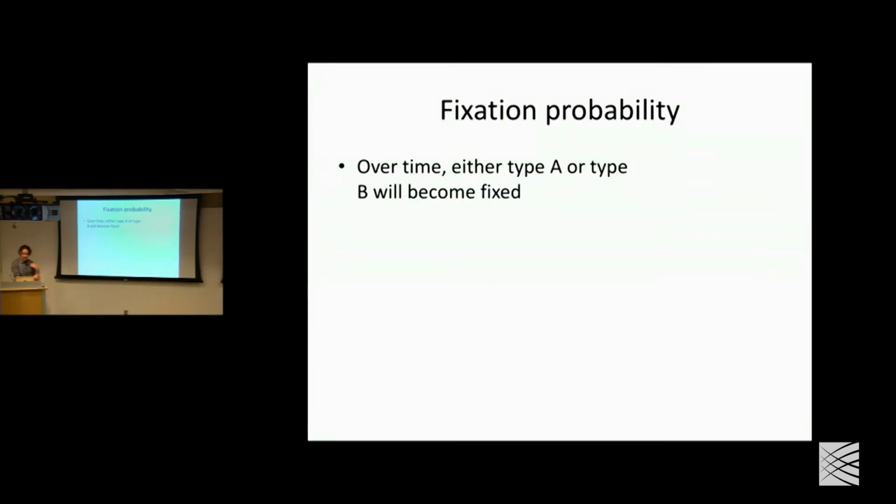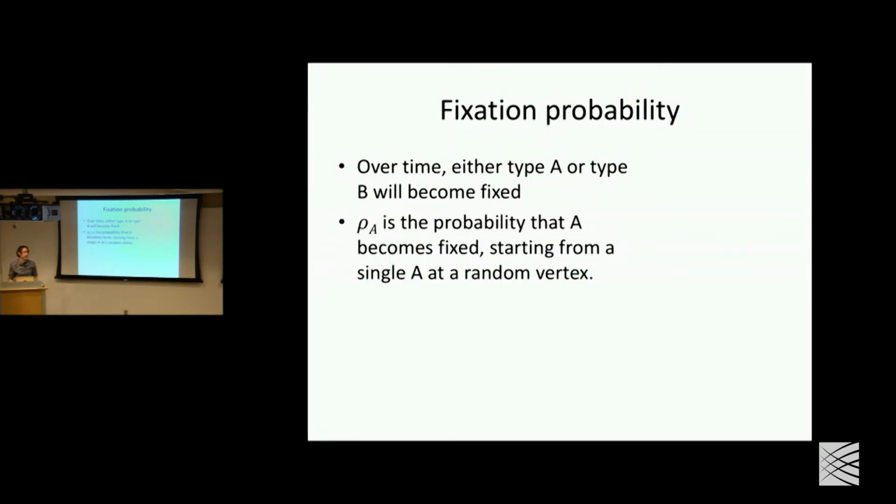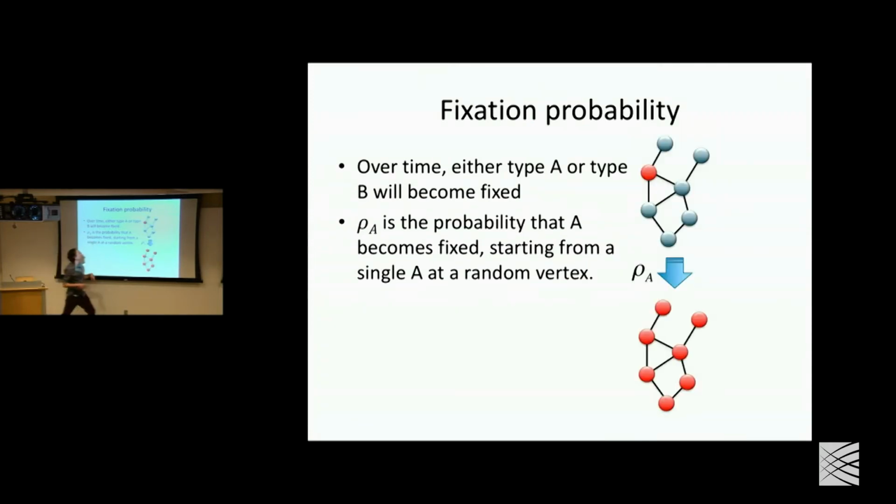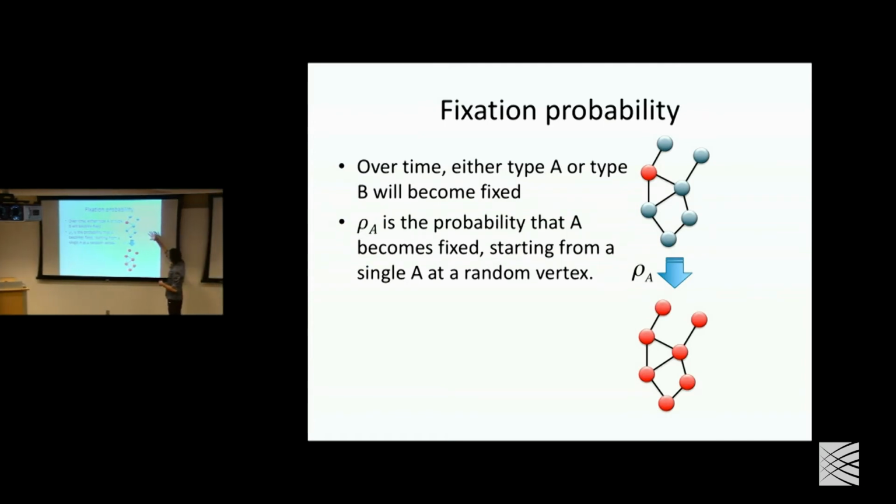Eventually, as we iterate this over and over, one of these two types will become fixed in the population. There are two absorbing states: all A or all B. And we're interested in the relative probabilities of those. Specifically, we're going to look at the fixation probability, rho A, defined as the probability that type A becomes fixed, starting from a single A at a single vertex, chosen uniformly at random. So we throw a new type somewhere onto this graph, let evolution happen, and eventually either A will take over or B will take over. We call rho A the probability that A takes over.